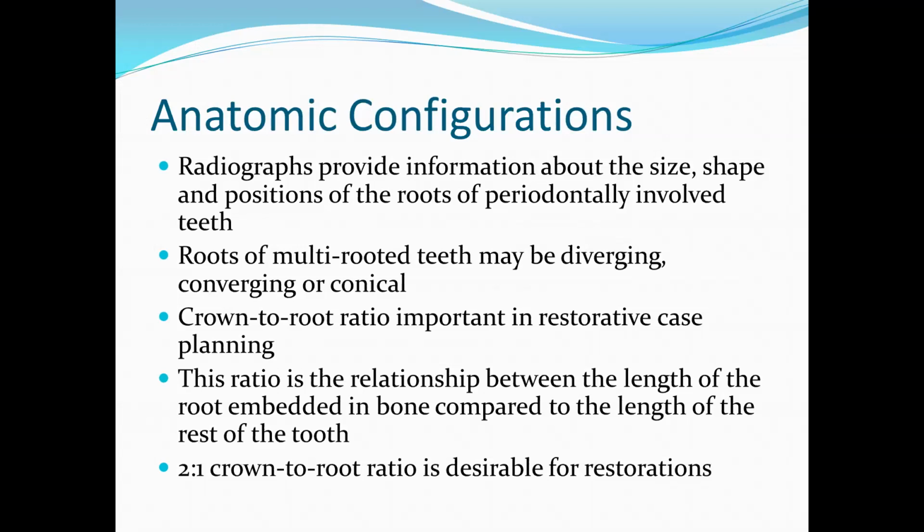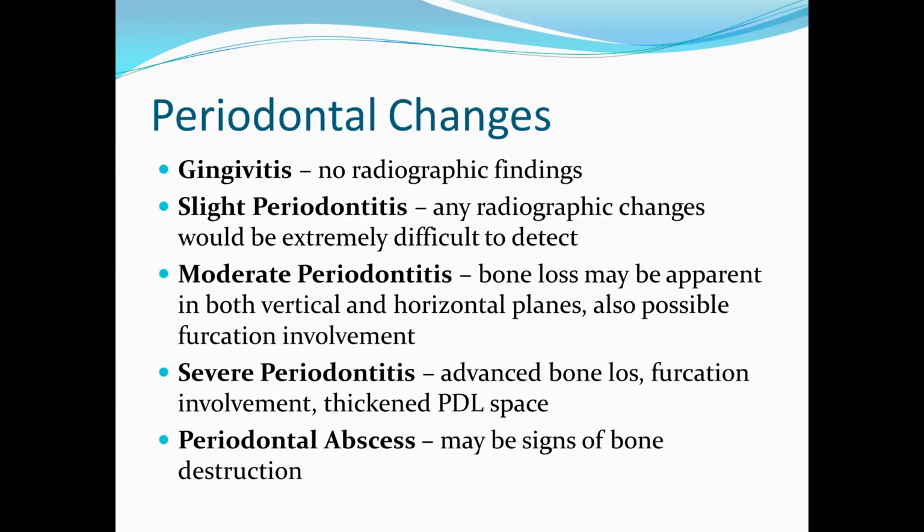So we're looking at the anatomy. We want about a 2-to-1 crown to root ratio. Okay, how much root is embedded in bone? Where is the bone in relation to the crown of the tooth because of the biological width? You're looking for periodontal changes, gingivitis, slight perio, moderate, severe. How much bone loss? Is it generalized or localized? You can have a generalized something and a localized something else.